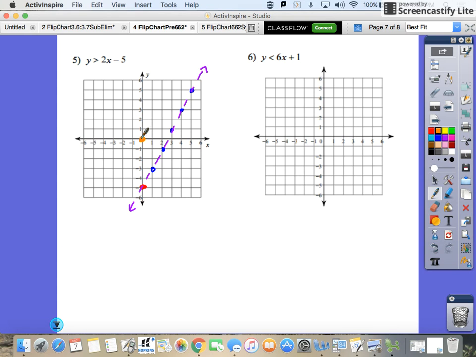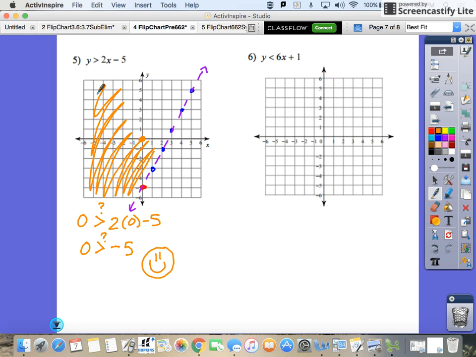Then I'm going to test 0, 0 because it's clearly on one side of the line. So is 0 greater than 2 times 0 minus 5? Is 0 greater than -5? Yes. That'd be like bouncing the basketball and the ref says, yep, you're in bounds. That means, okay, good, this is my good side. Okay, last one.